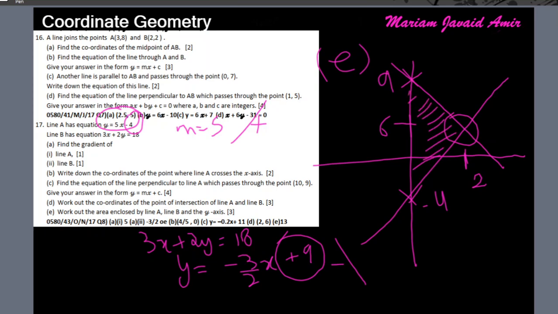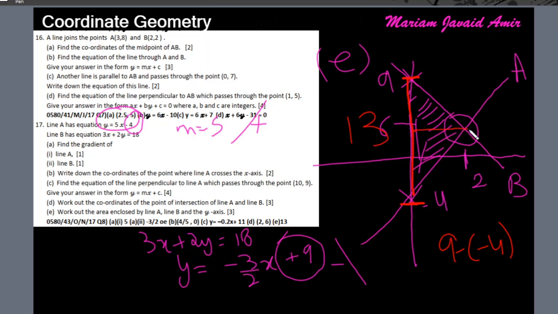Work out the area enclosed by line A, line B and the y-axis, so it's the shaded region, which means I simply need the area of this triangle, and area of a triangle is half times base times height. So this is the base, and what is the length of this base? This is 9 and this is minus 4. The difference is 9 minus minus 4, so these are 13 units. So 13 units is this length.